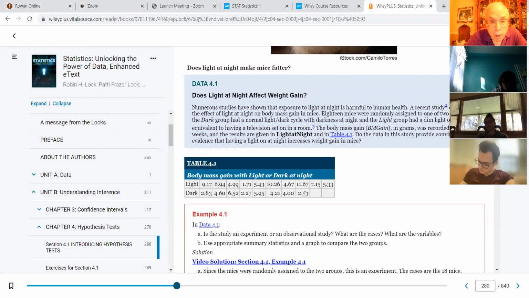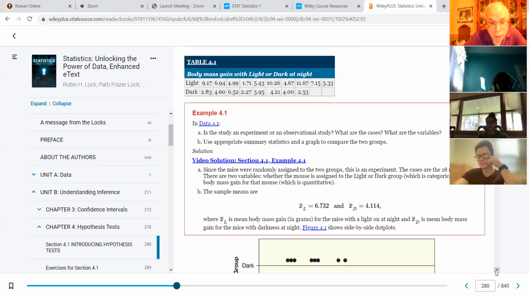All right. So if this was randomly assigned to one of two groups, this is obviously an experimental study, right? Because the researcher is controlling which of these two groups is receiving light and which is receiving the lack of light. Okay. All right. So the question would be something like, do we see a difference in the average body mass gain between the two groups?